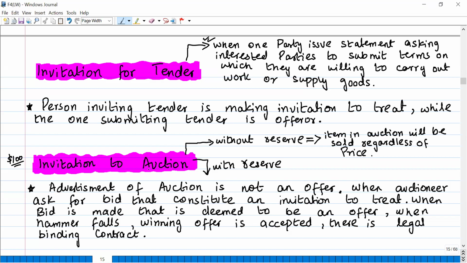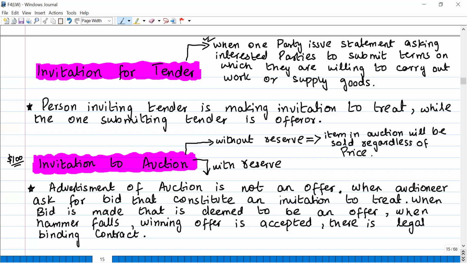Similarly, there will be different suppliers, and they will submit their terms as well. The person inviting the tender is making an invitation to treat. If I put up a statement on the website as the hospital administration, it is not an offer. If it was an offer, then anybody who supplied us these things, we would be bound to pay him and bound to get the goods from him. But this is an invitation for tender, an invitation to treat, where I am asking other parties to submit their terms, and I have the option to refuse.